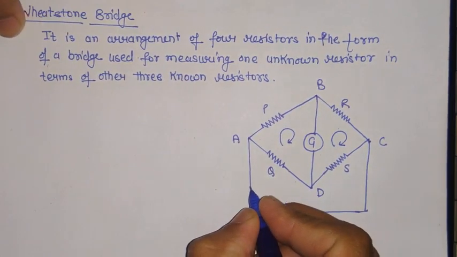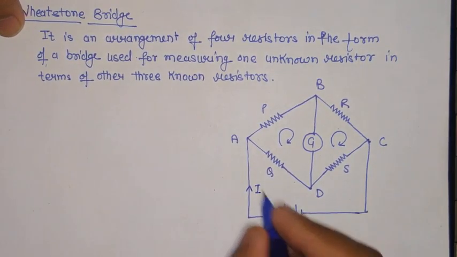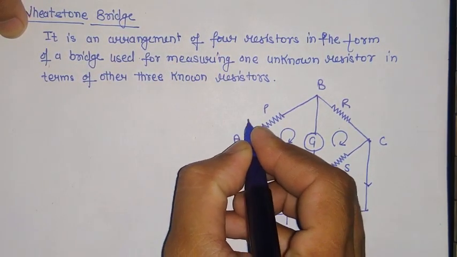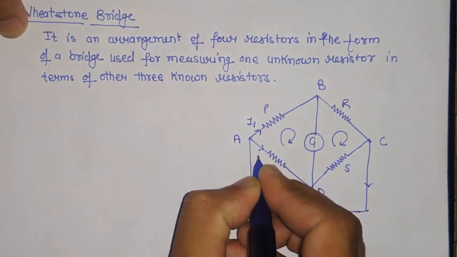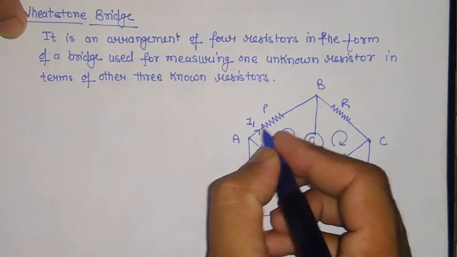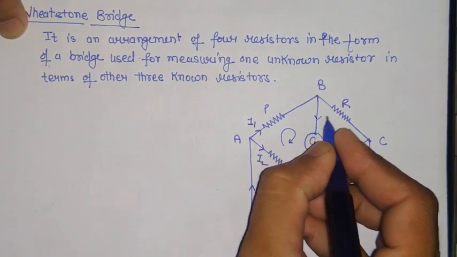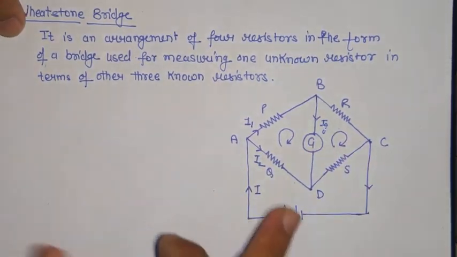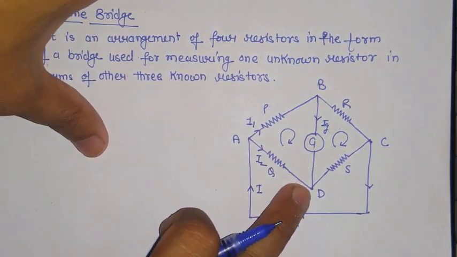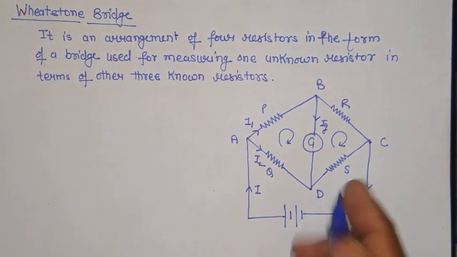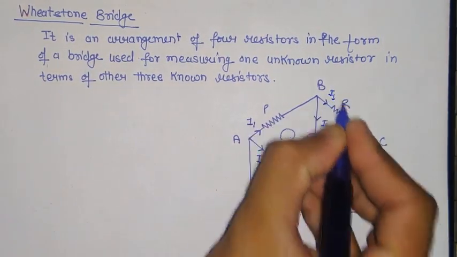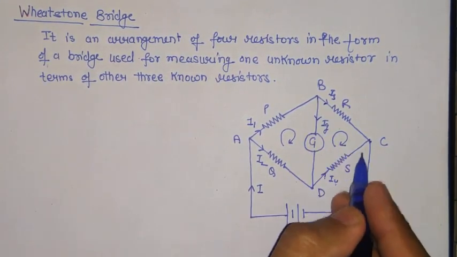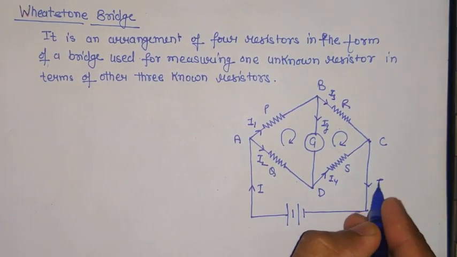Let us suppose there is current I flowing through this bridge, total I current. Then the current passing through this arm is I1 and this arm I2. Let us suppose after going through this current from A to B, then B to D current is Ig. Till now, our Ig current is passing through the galvanometer arm. Let us suppose here I3 current and here I4 current. And after combining these currents, we get again I current.